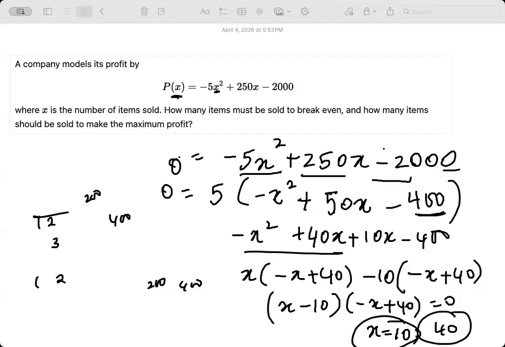See, you can either sell 10 items or 40 items. Looks like it, right? I'm getting both 10 and 40. Okay, we'll go on. So what will be the maximum profit? How do you find the maximum profit?